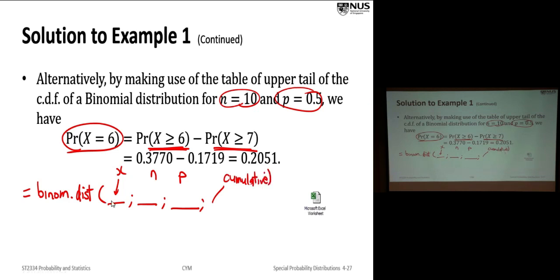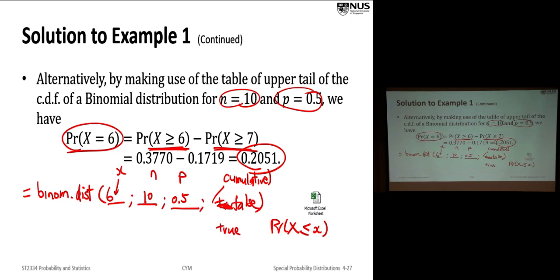So for example, if I put 6, 10, 0.5, and false here, then this statement will give me this as the answer, because I don't want the cumulative, I only want exactly equal to 6. If you want the cumulative, then it will be true for the last argument, but this will give you the probability of x less or equal to 6. So you won't get this number.